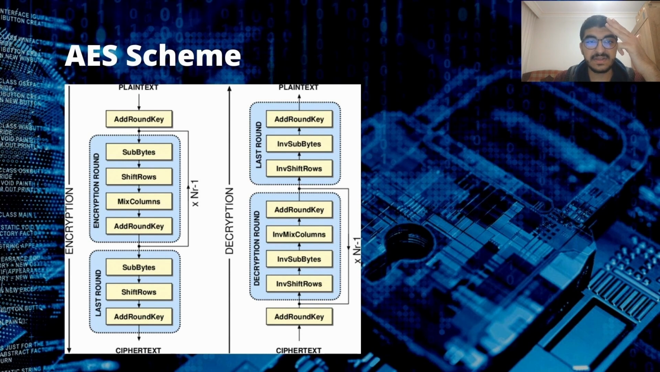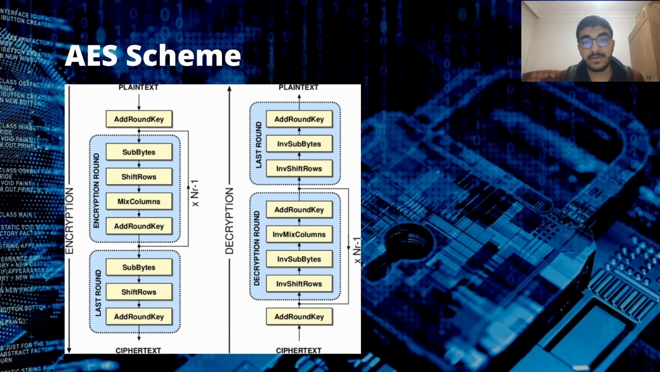These operations are applied 10 times for 128-bit key length, 12 times for 192-bit key length, and 14 times for 256-bit key length. After all these steps are applied, in the very last round, we don't have the mix columns operation. Then we get the ciphertext.